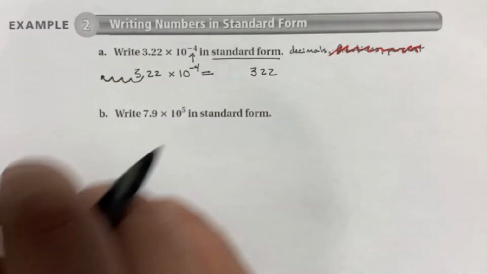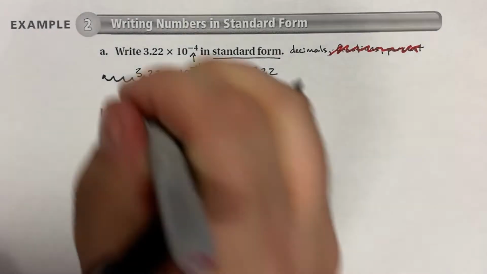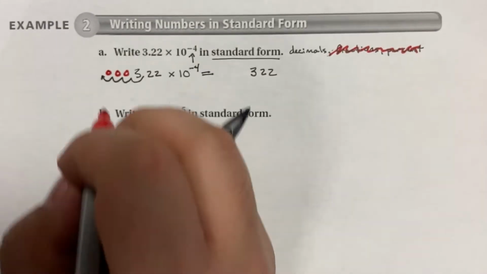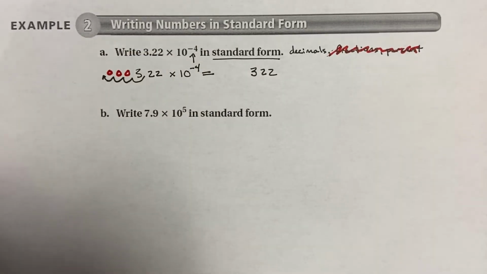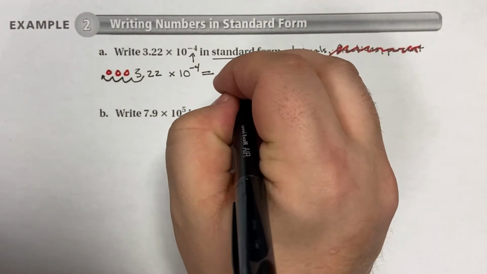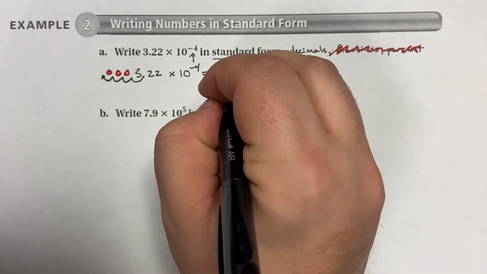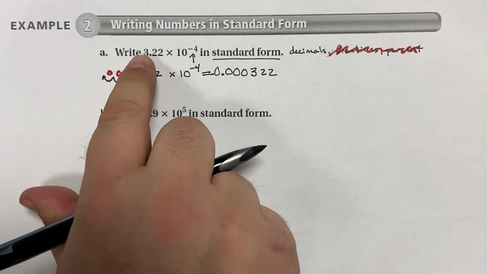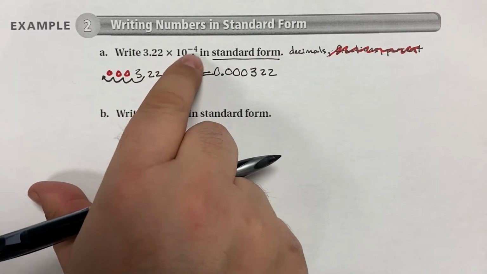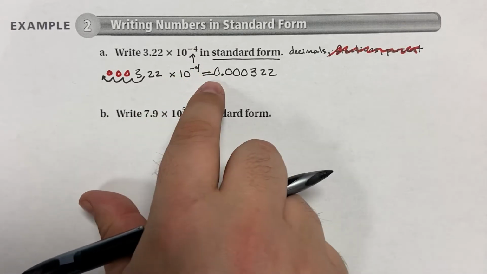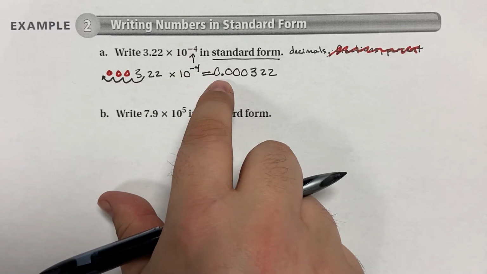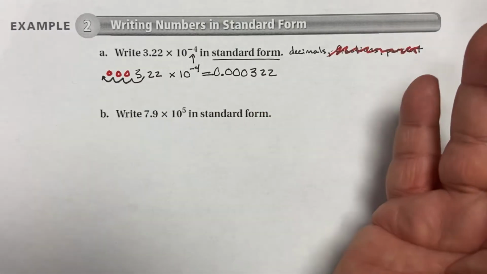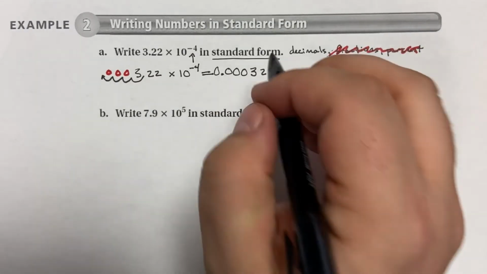Well, here I need to keep track and say 1, 2, 3 zeros. These are what we call leading zeros. So those are going to be put in, 1, 2, 3, and that's where my decimal goes, and then I always want a 0 here. So 3.22 times 10 to the negative 4th is the same thing as 0.000322. That's it. That's all we are doing.